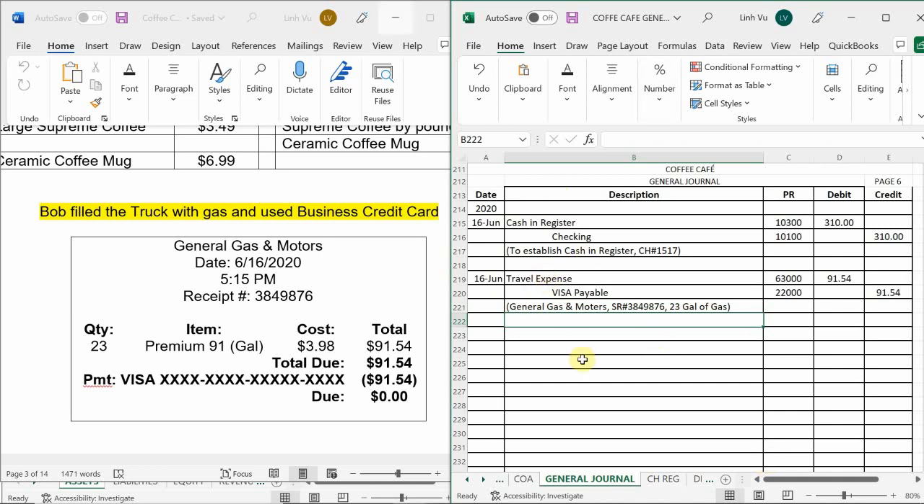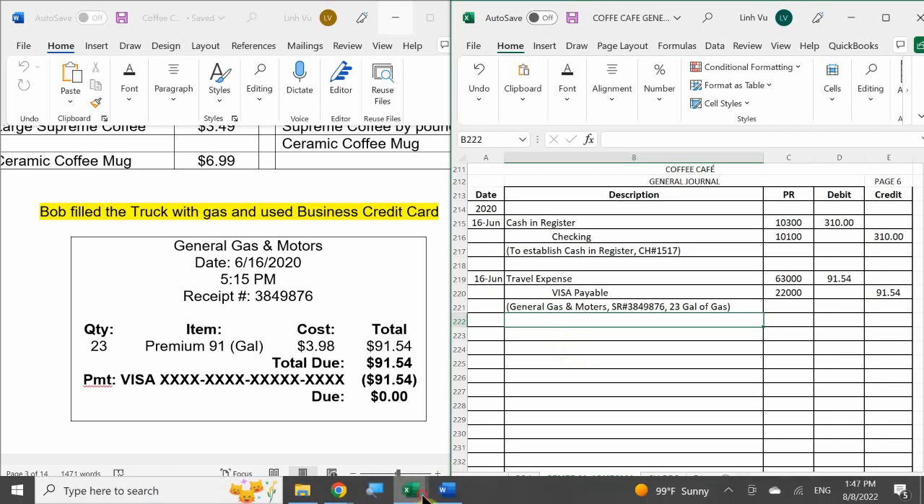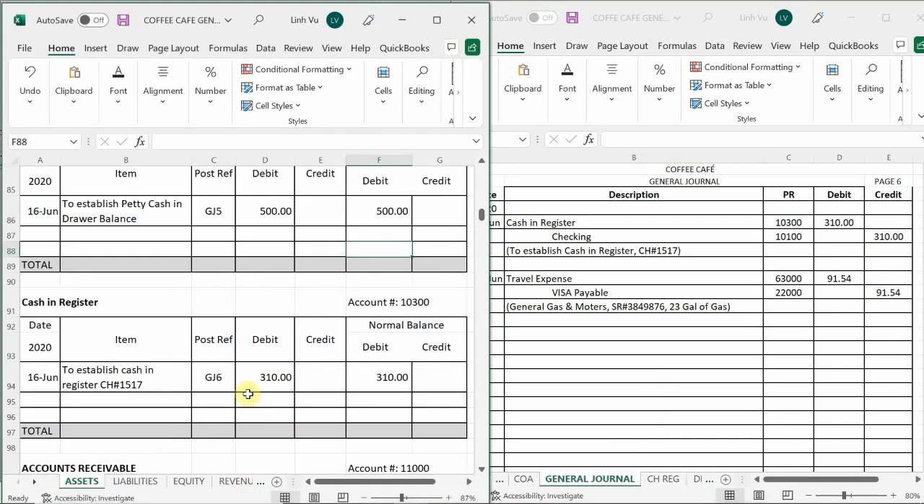Good. So now that we finished our journal, what's next? Your ledgers. Mm-hmm. So we would go to travel expense in the expense ledger.